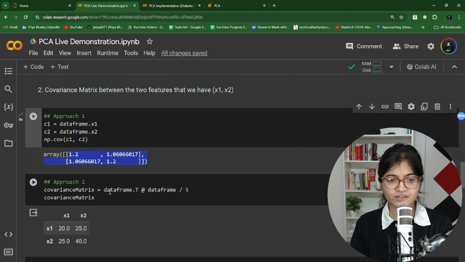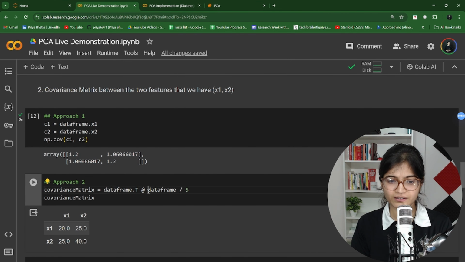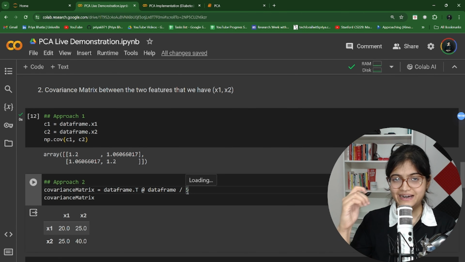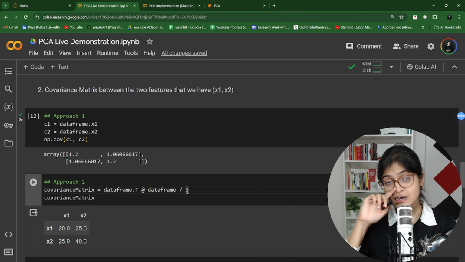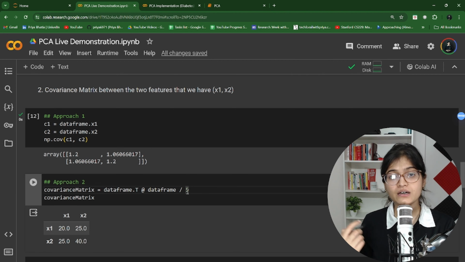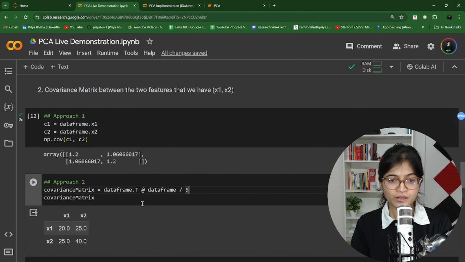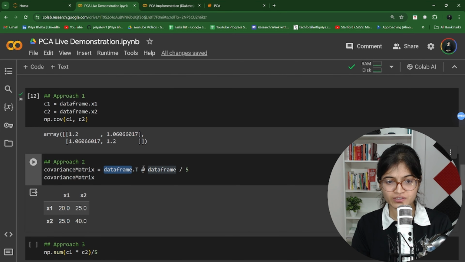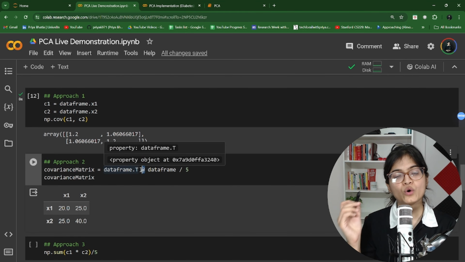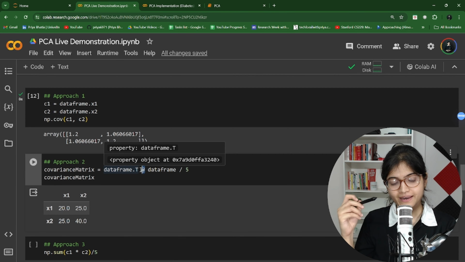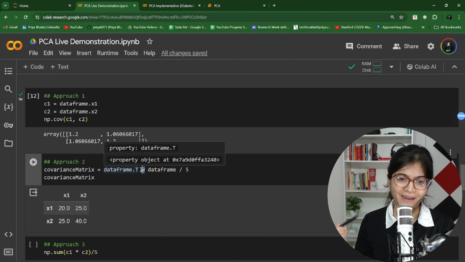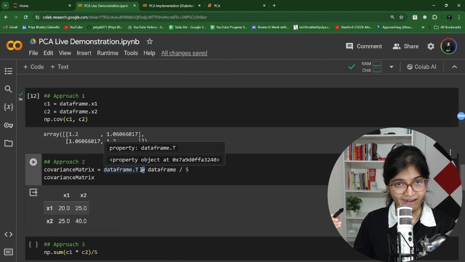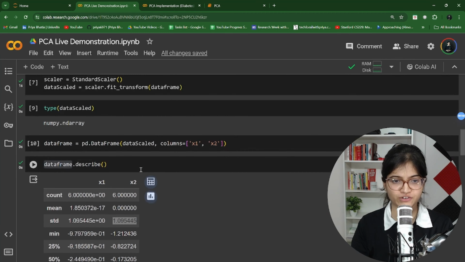Another way is to take the transpose of a given matrix, multiply it with the matrix itself, and divide by the value of n-1. N indicates the number of data points that you have. This is another formula via which you can evaluate the covariance matrix. So you take the data frame transpose, and this @ symbol indicates the matrix multiplication simply. In NumPy or Python implementation, when we want to do matrix multiplication, we usually represent it by the @ symbol, divided by n minus 1. We do have 6 records, if you can see, right?